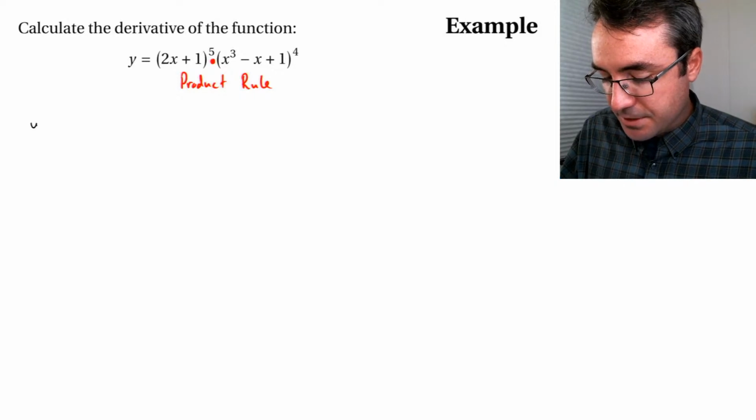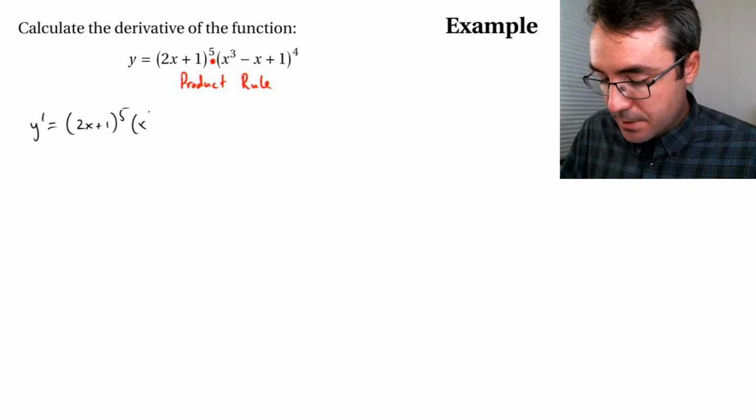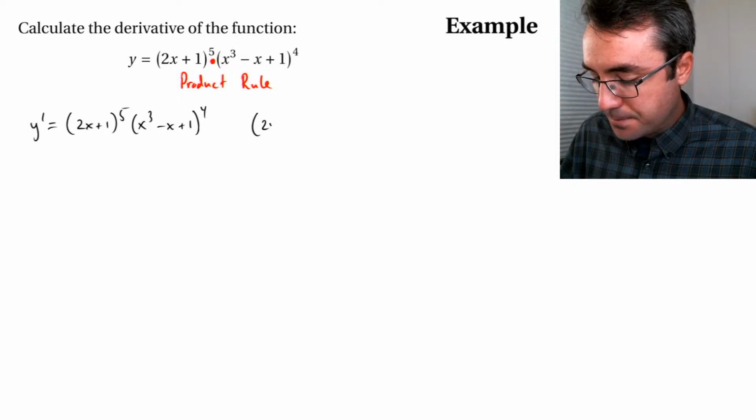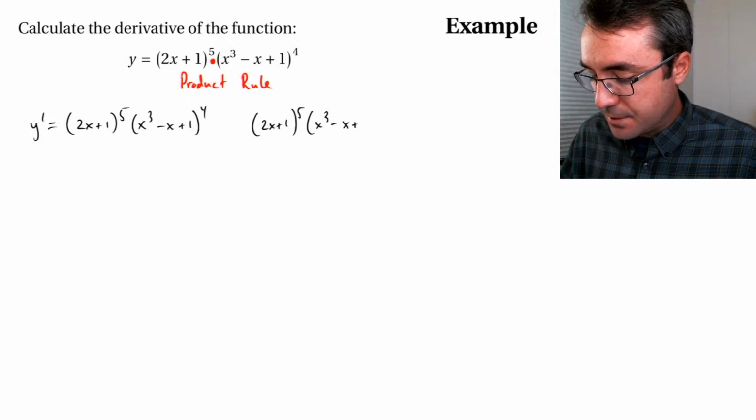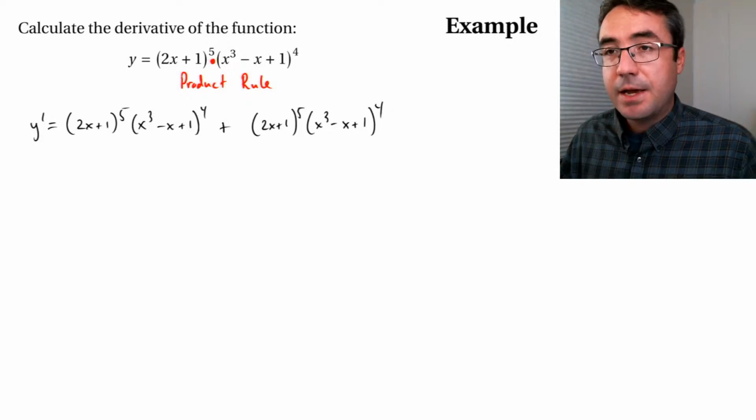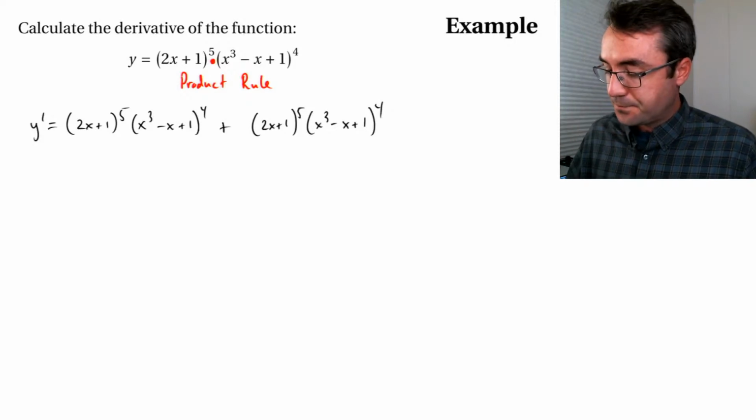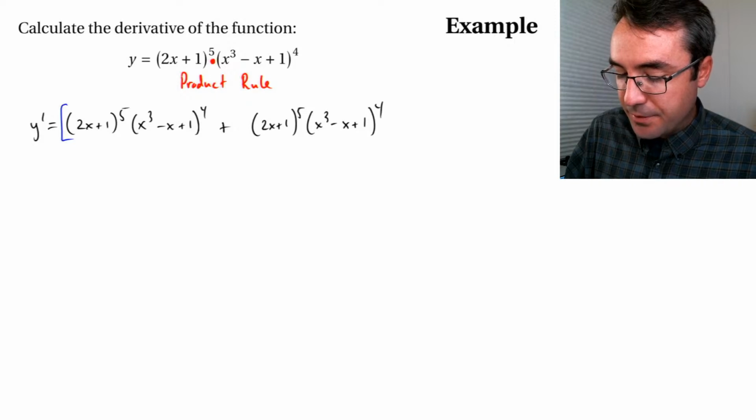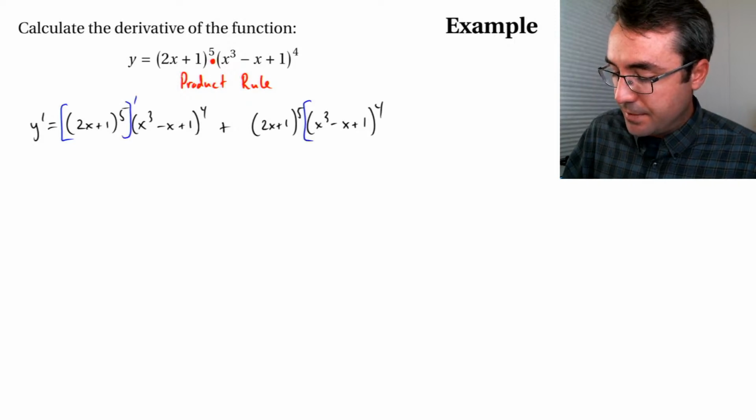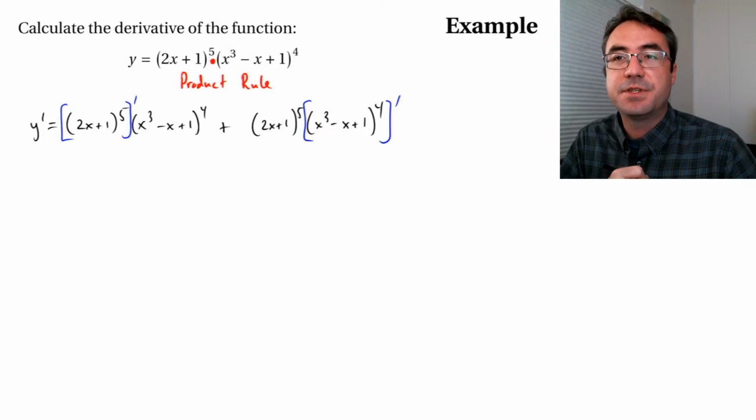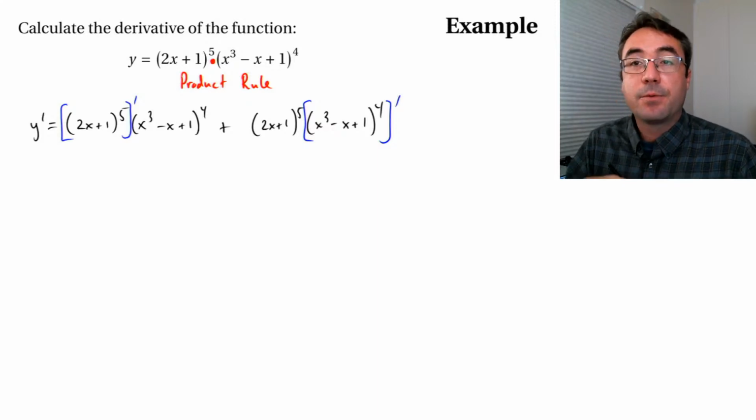All right, so let's do it. So we write down 2 copies of our product. So (2x + 1)^5 times (x^3 - x + 1)^4. Same thing on the left. We write down a second copy, and we put a plus sign in the middle. In the first copy, we apply the derivative to the first function. In the second copy, we apply the derivative to the second function. And then we're going to keep going.